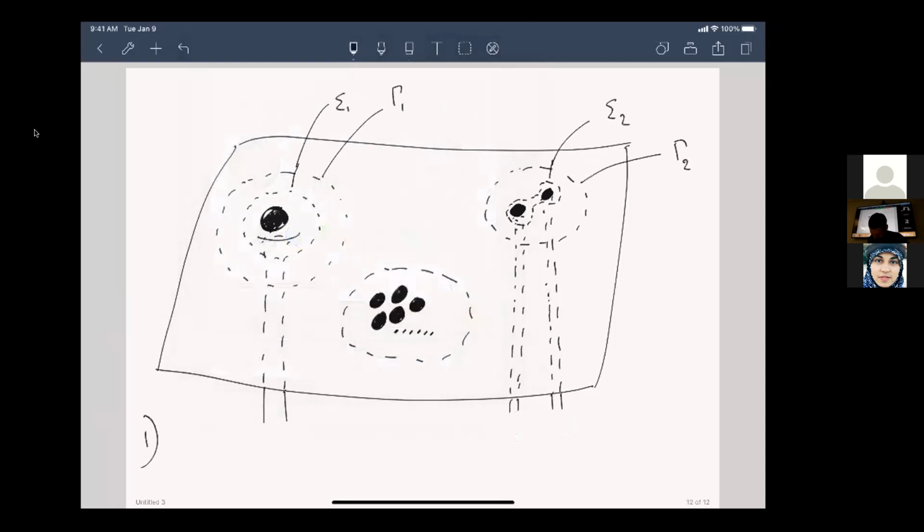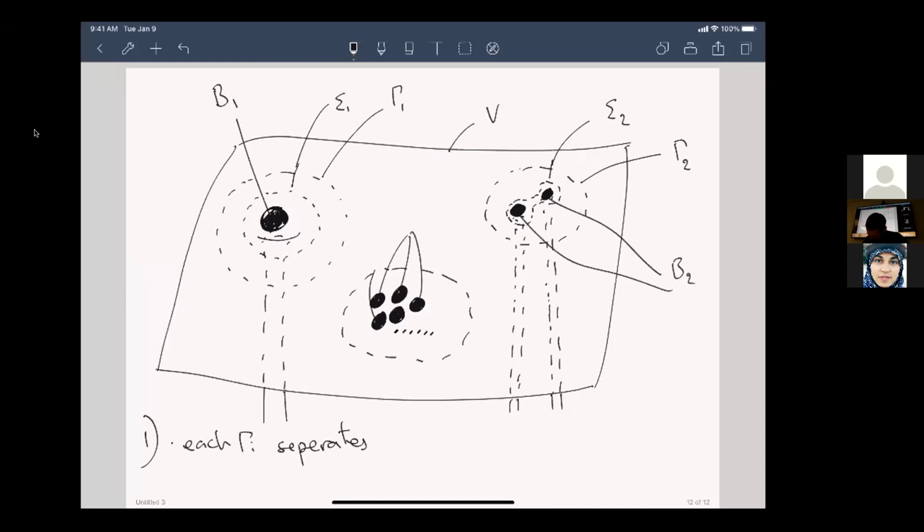So assumption number 1 is that each gamma i separates. What that means is that there's a well-defined inside and outside of the gammas. V is the Cauchy surface for the whole spacetime. And these regions, these are the black hole regions, obviously. This is B1. B2 is actually disconnected, so 2 black holes. And this is many black holes.